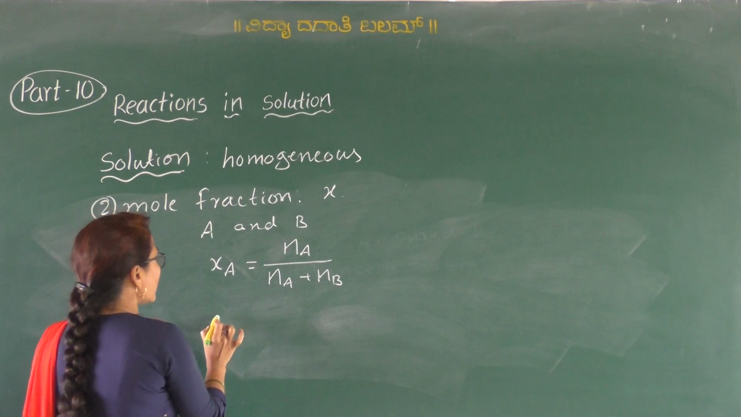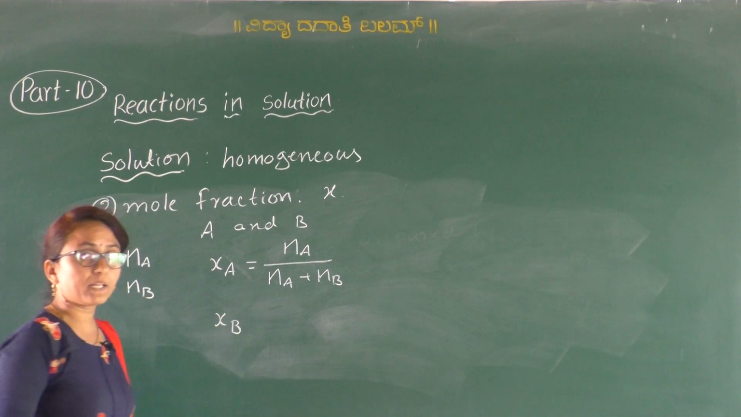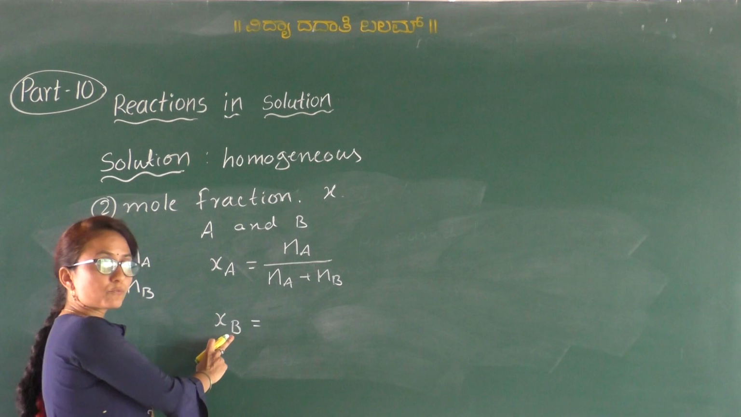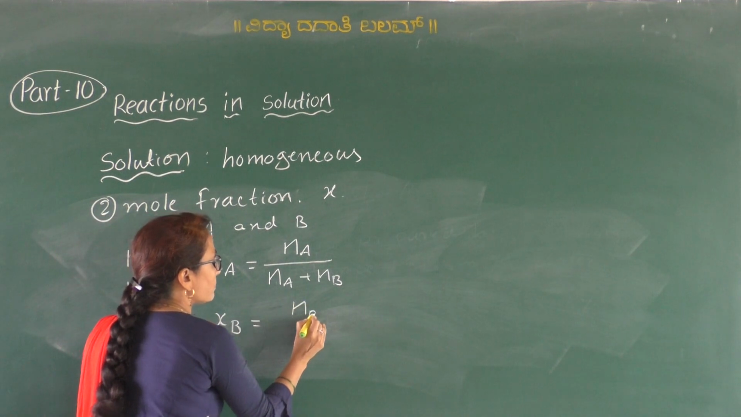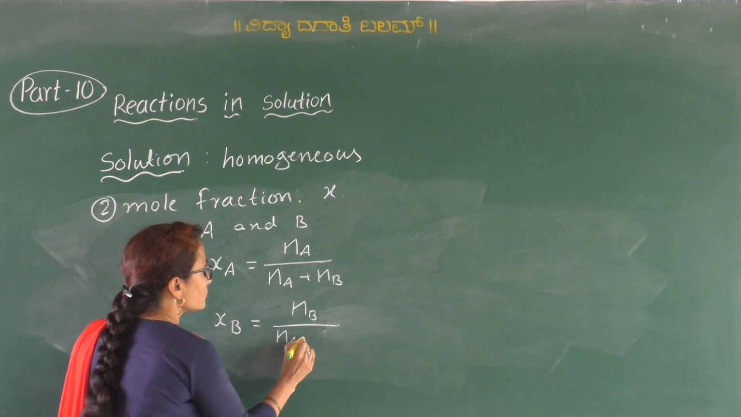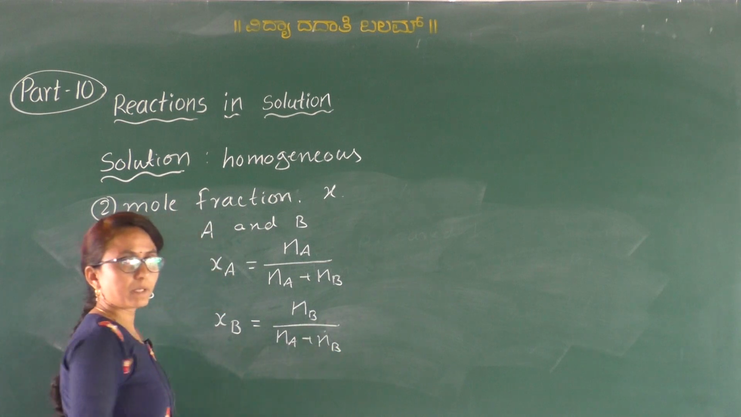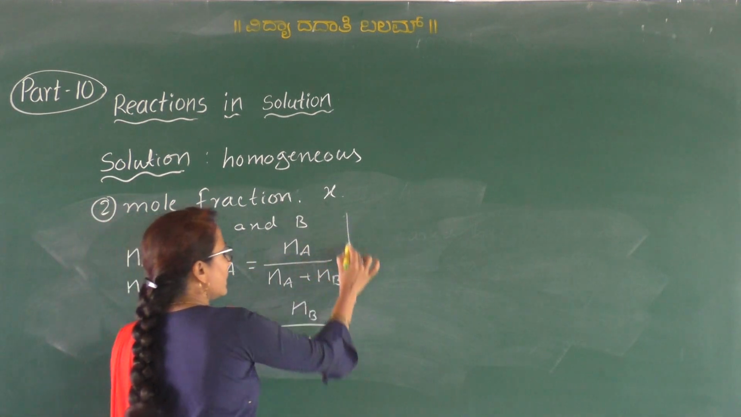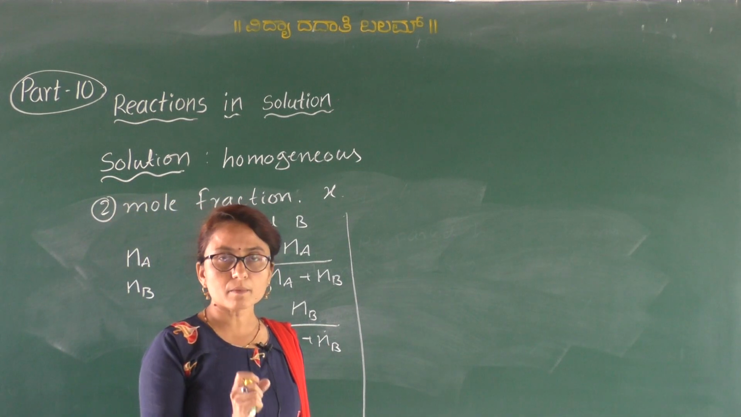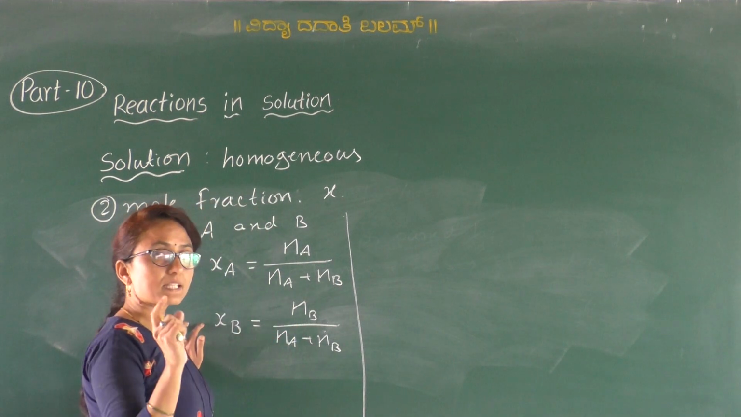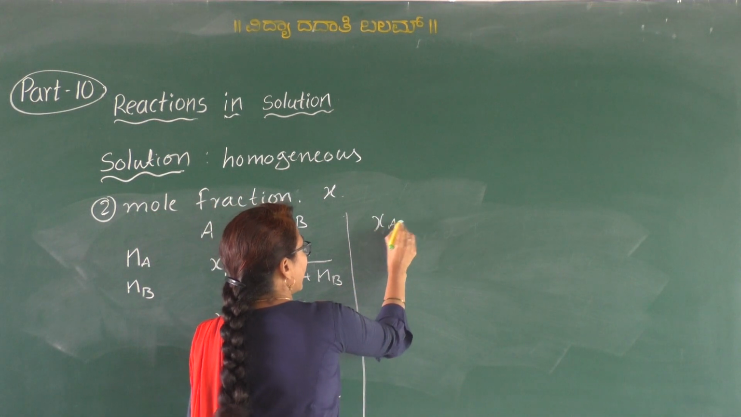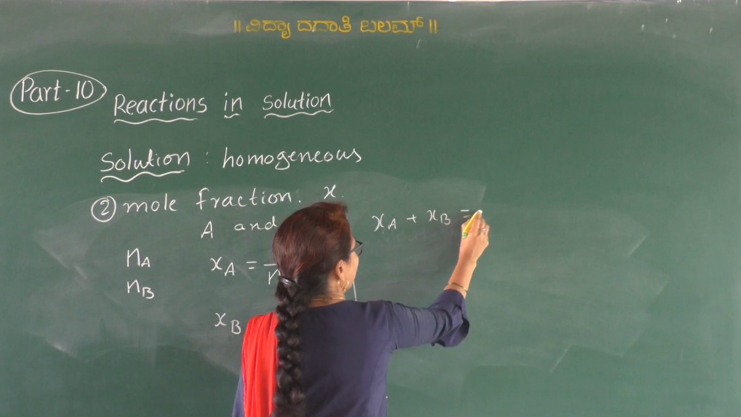So similarly, if you have to calculate the mole fraction of B, that is the component B, then XB is equal to the number of moles of B divided by the total number of moles, Na plus Nb. So one more thing, always remember the sum of the mole fraction of all the components in a mixture is always equal to 1. Therefore the mole fraction of A plus mole fraction of B is equal to 1.